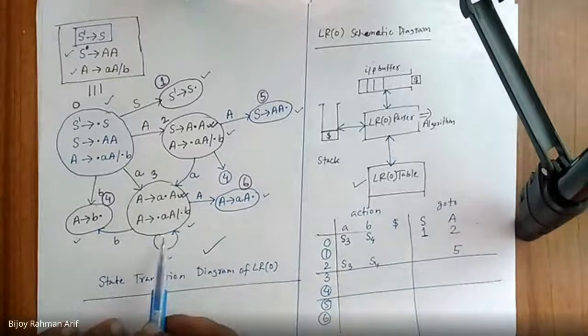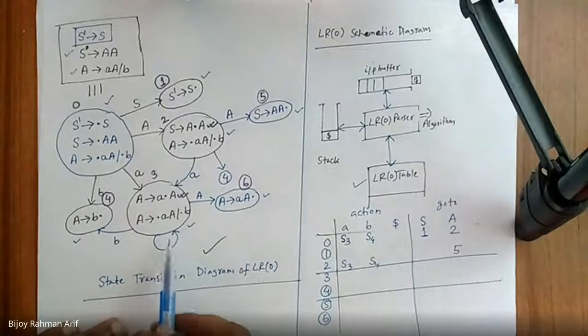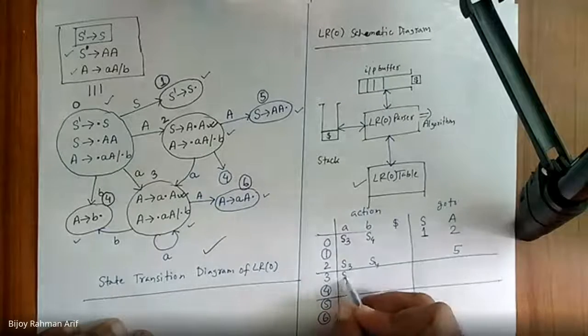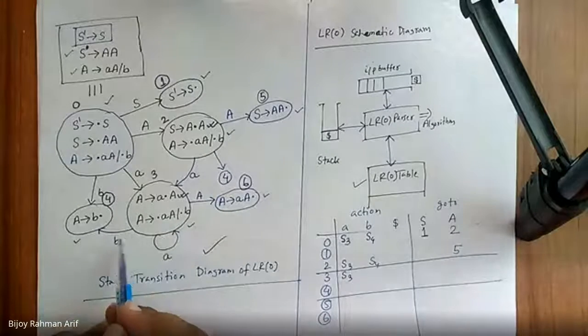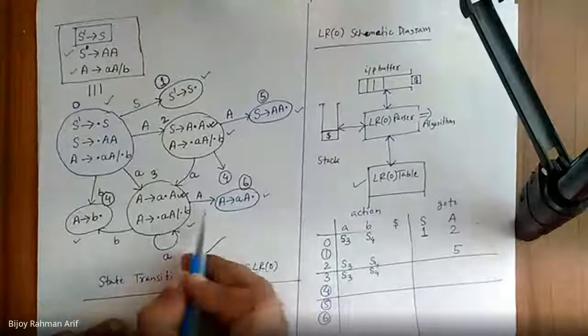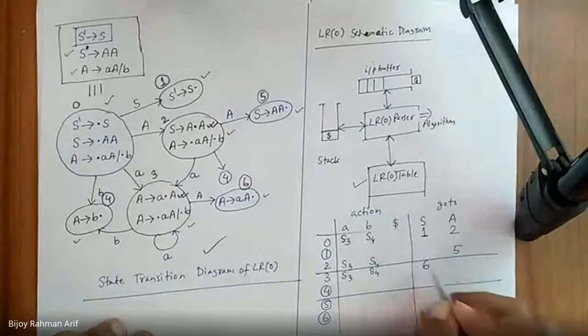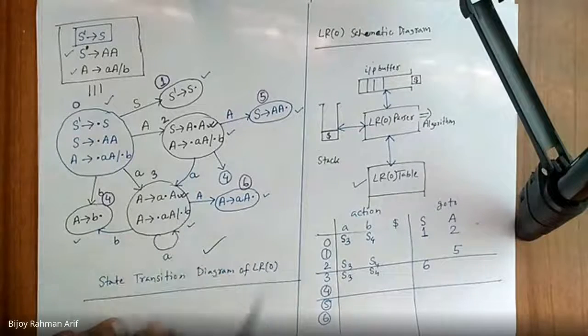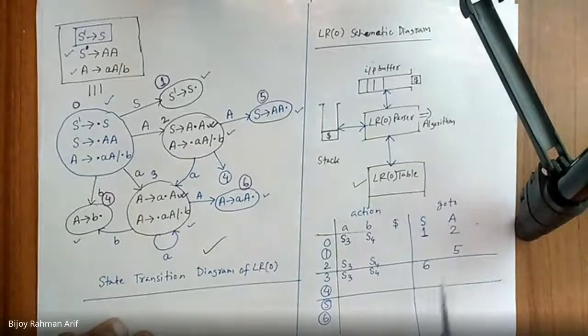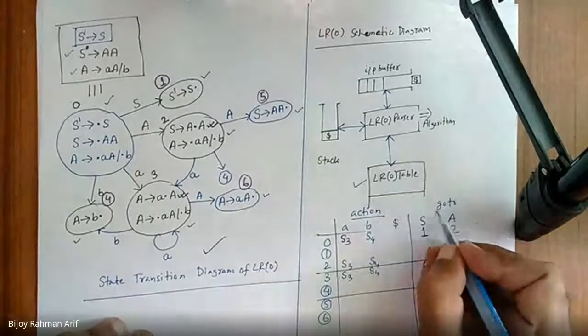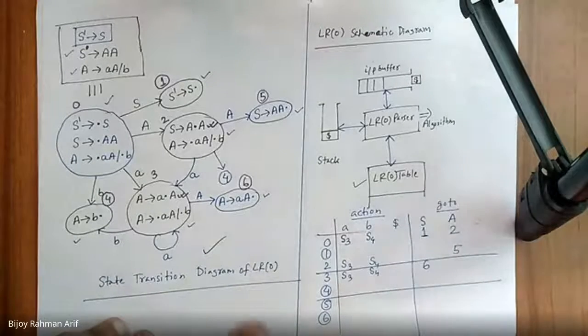3 seeing a, where should I go? S3. 3 seeing b, where should I go? S4. 3 seeing capital A, where should I go? 6. Good. Done. The others are actually final steps. So remember, in GOTO, we only write down the state because there is no shifting happening.